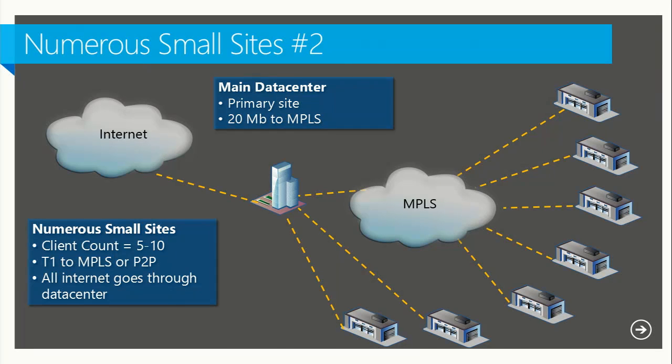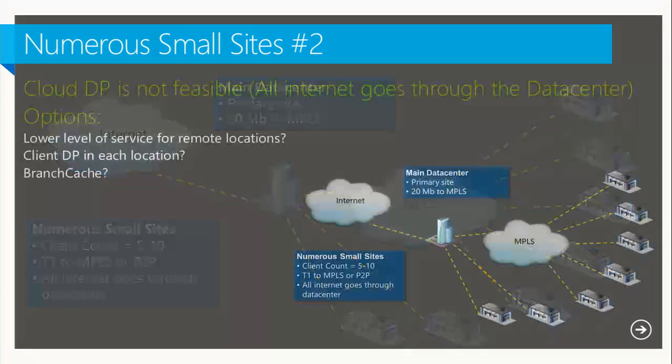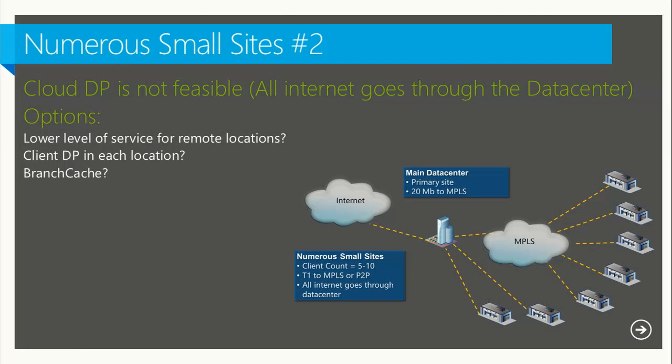unfortunately, it is kind of ugly. You've got to make a business choice at that point about how you want to handle it. It could mean you put a DP at every location. It could mean you provide a lower level of service to each of those locations. You've got options, but that now becomes a business decision, not a technical decision. Okay?